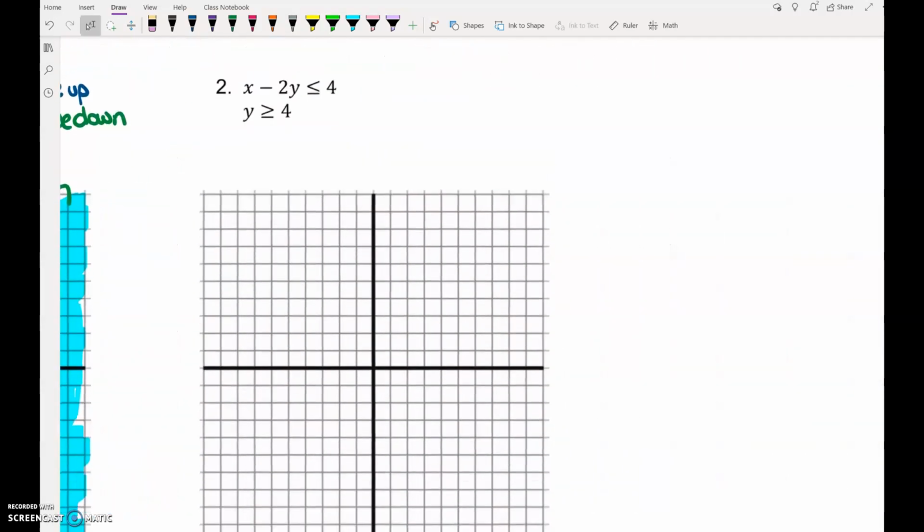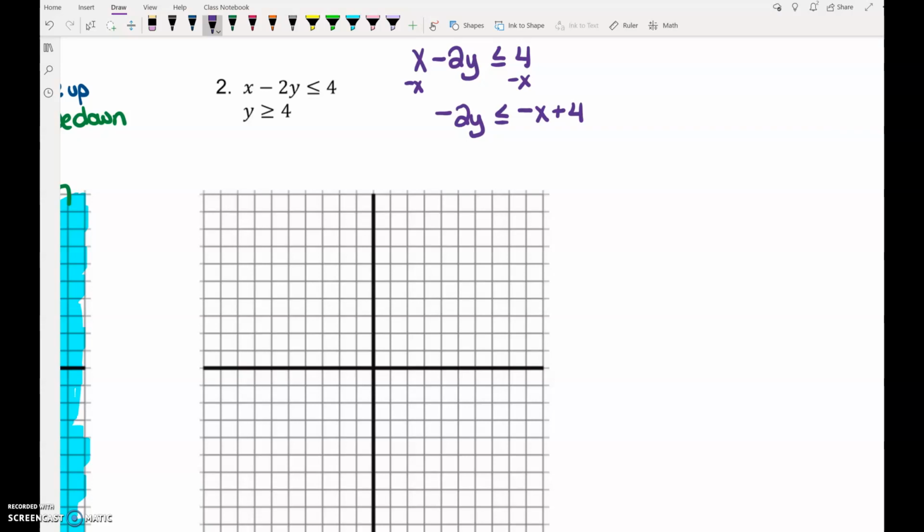Do you see a problem with number 2? It doesn't look like y equals mx plus b. So the first thing we need to do is take x minus 2y is less than or equal to 4 and rearrange this equation so that it's easier to graph. We would start by subtracting x on both sides. So negative 2y is less than or equal to negative x plus 4.